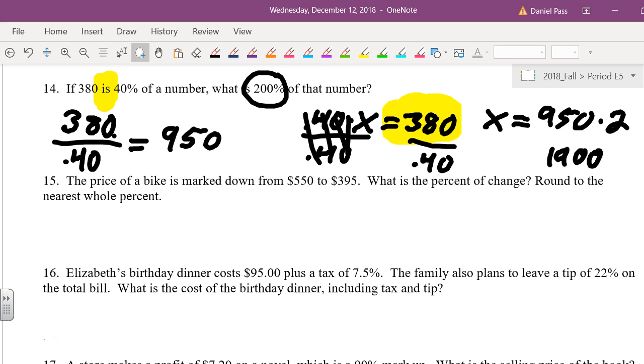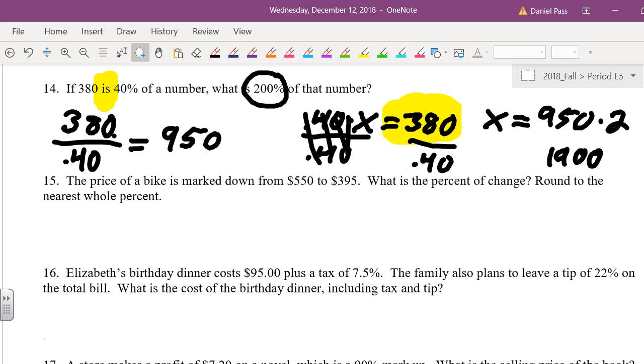So it was number 15. Yes. The price of a bike is... You want to read it? No, I can read it. The price of a bike is marked down from $550 to $395. Yay! We don't have to pay full price. What is the percent of change? Round to the nearest whole percent.